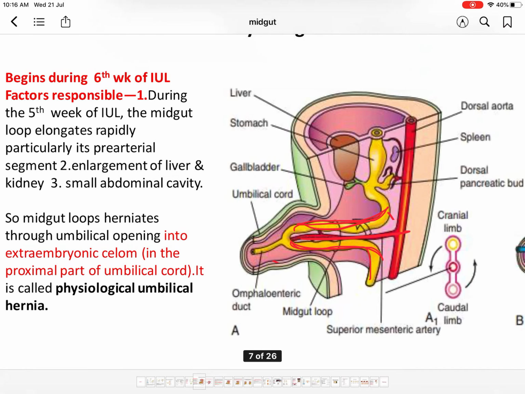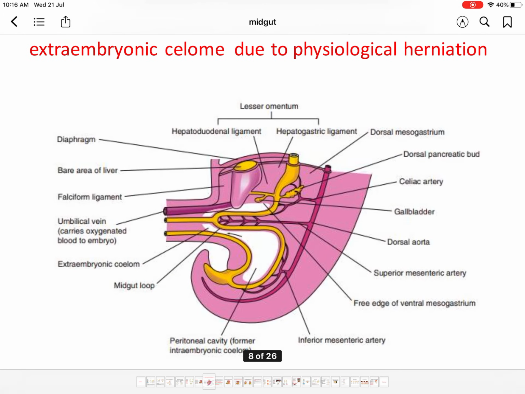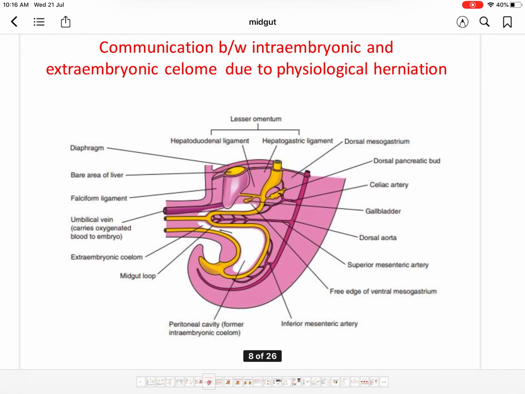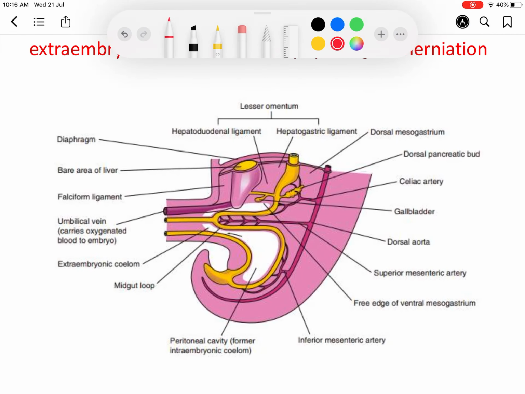And here in this diagram you can see this is the superior mesenteric artery, and this is the pre-arterial loop, and this is the post-arterial segment of the intestinal loop.